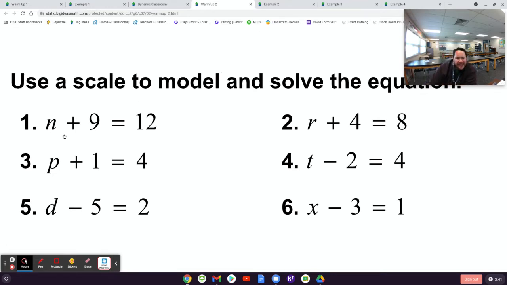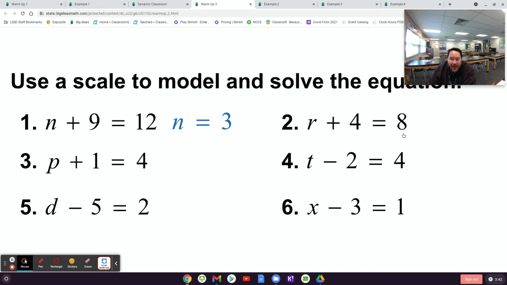So number 1, n plus 9 equals 12. This is an addition problem. So what are we going to have to do in order to solve it? Yeah, we're going to have to subtract. So you'd subtract 9 on each side of this equal sign. That'll make this 9 go away, and you'll just be left with n here. 12 minus 9 is 3, n equals 3. Now to check that, you'd plug 3 in here. 3 plus 9 is indeed 12. Yay, it works.